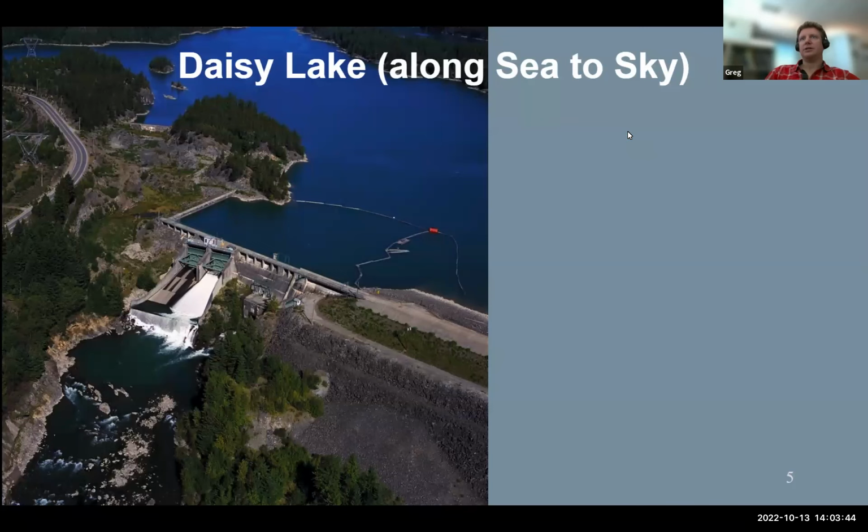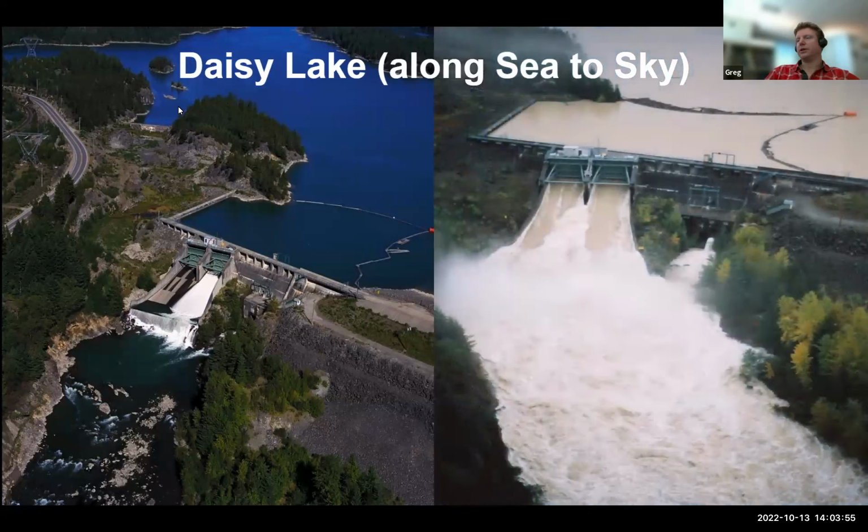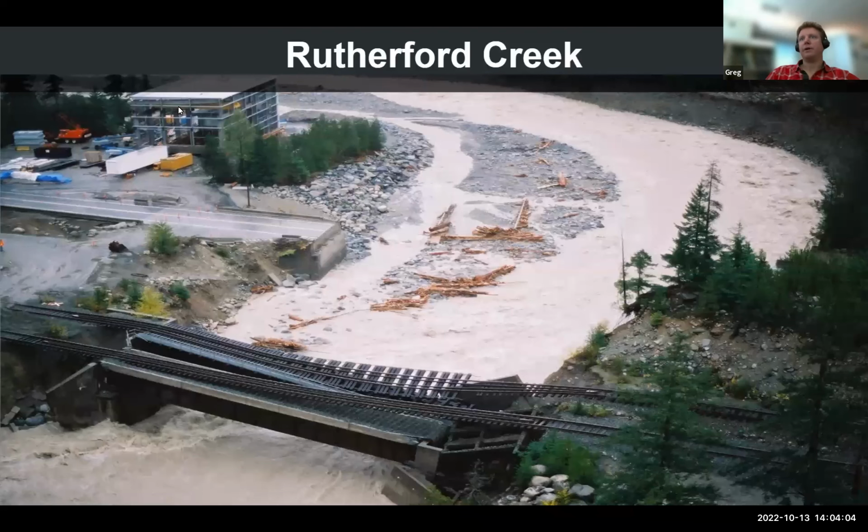So this is Daisy Lake Dam. This is the Sea to Sky Highway here on the left side. You drive by this dam if you're driving up to Whistler. This is what it looks like on a normal day. And then this is what it looked like during this atmospheric river event back in 2003, spilling lots of water out of the spill gates there. Farther up the Sea to Sky Highway, a bit north of Whistler, is Rutherford Creek. Again, this is the Sea to Sky Highway, completely washed out, and the railroad as well.